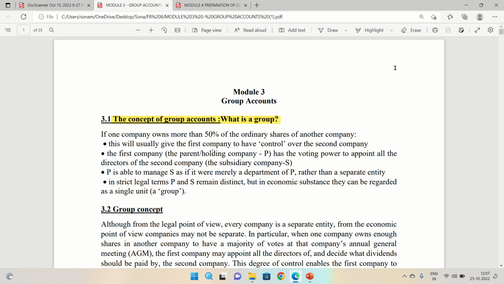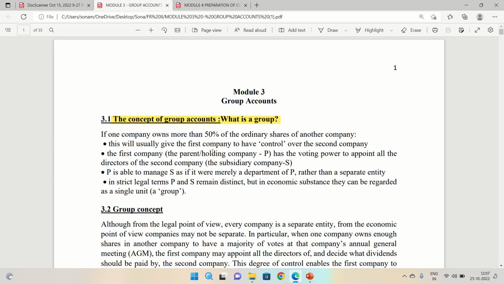Hello everyone, welcome to a new video on group accounts or holding accounts. From the discussion of group accounts or holding accounts, we begin our journey to the consolidated financial statement preparation. I'll tell you what is consolidated financial statement and its preparation and all later.